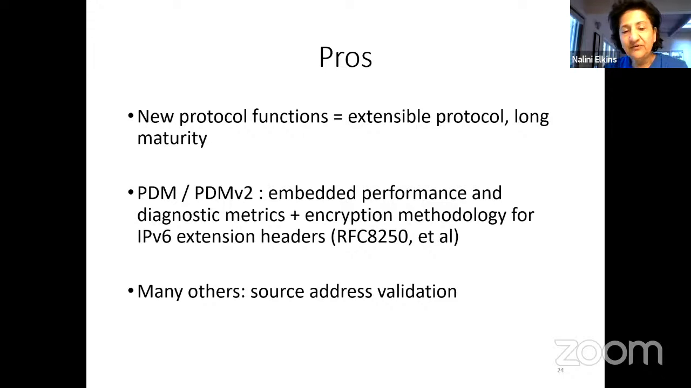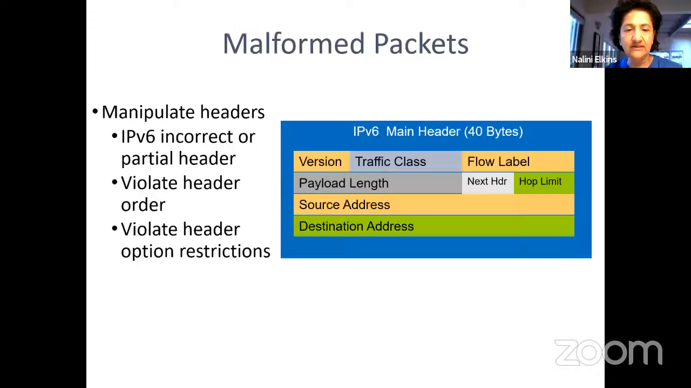maturity of it. If you're interested, you may want to take a look at PDM and PDM v2. It's a method for destination options to embed performance and diagnostic metrics, which is very, very useful for those of us who work at enterprises. There's a lot of other functionality being proposed. One that I thought was quite interesting was source address validation. That is stopping spoofing, somebody saying that they are this IP address when they're in no way, shape, or form that IP address. But I would want that to be encrypted too. So they say we'll probably talk to them about encrypting that one.